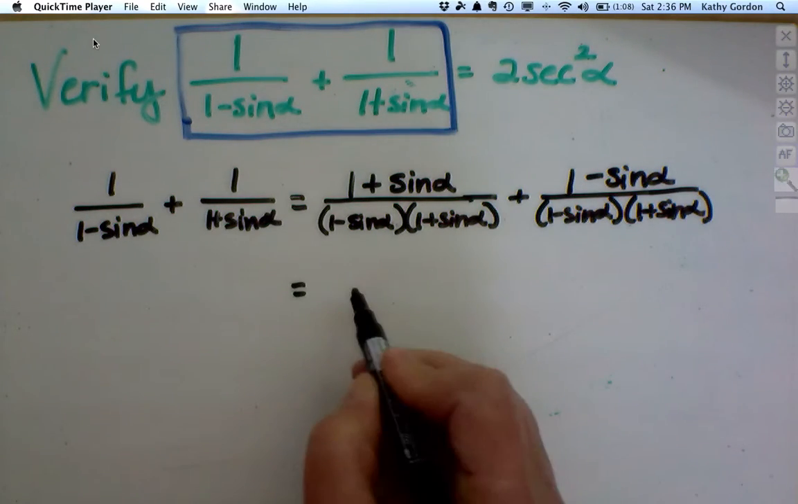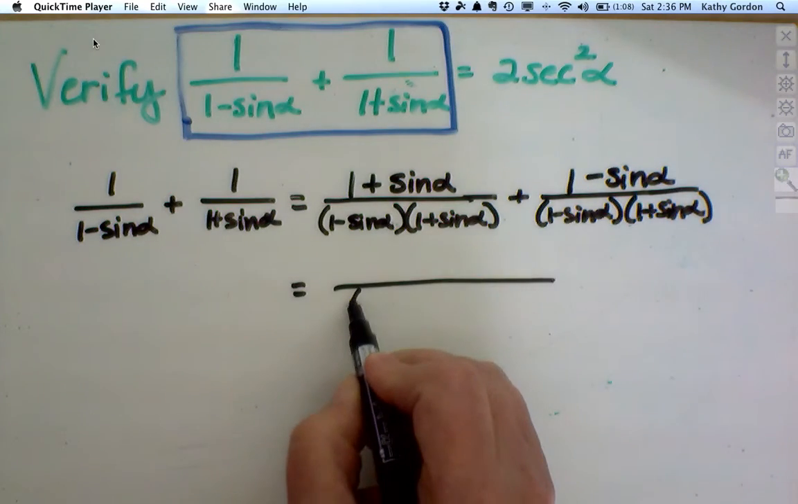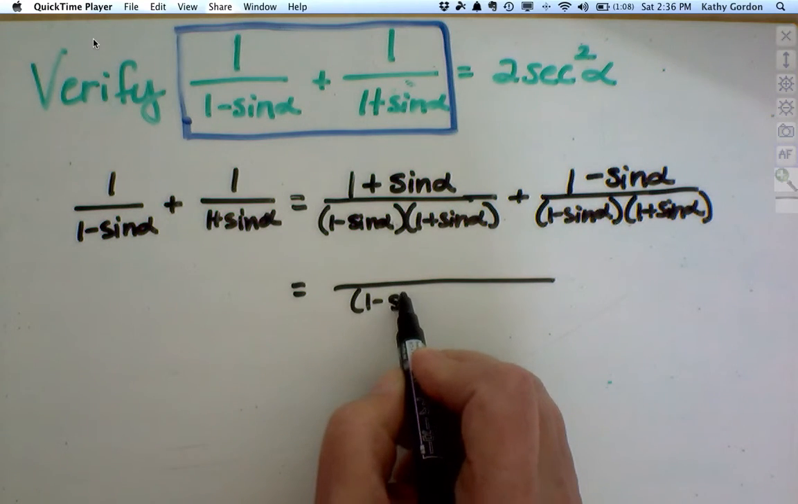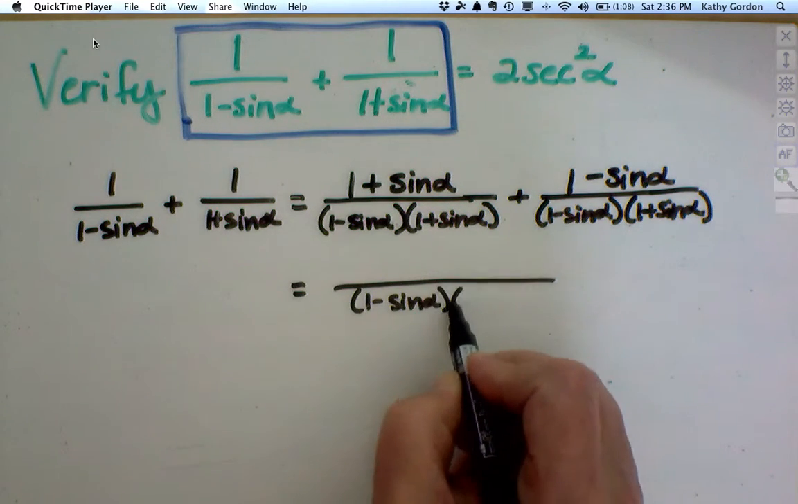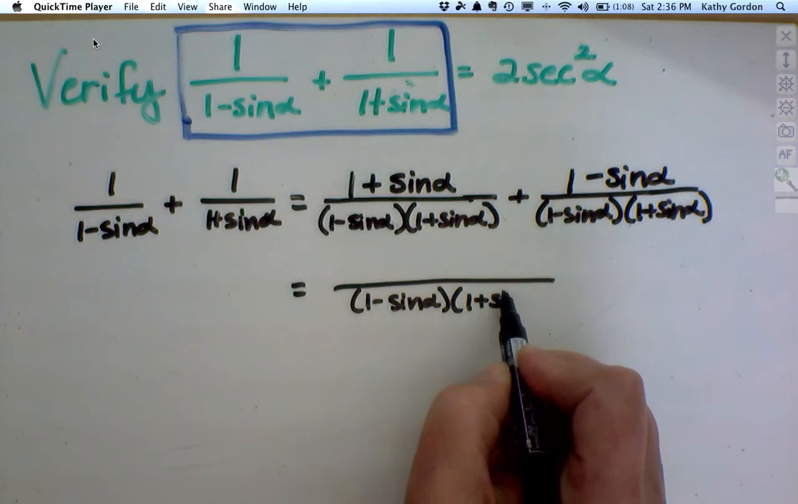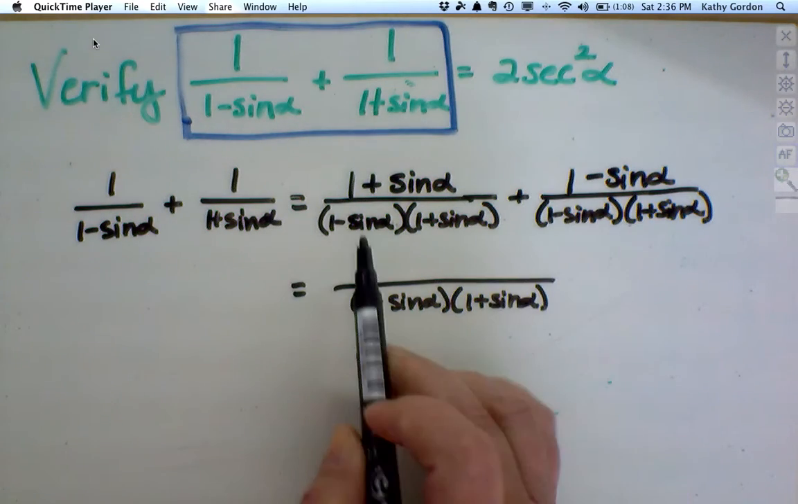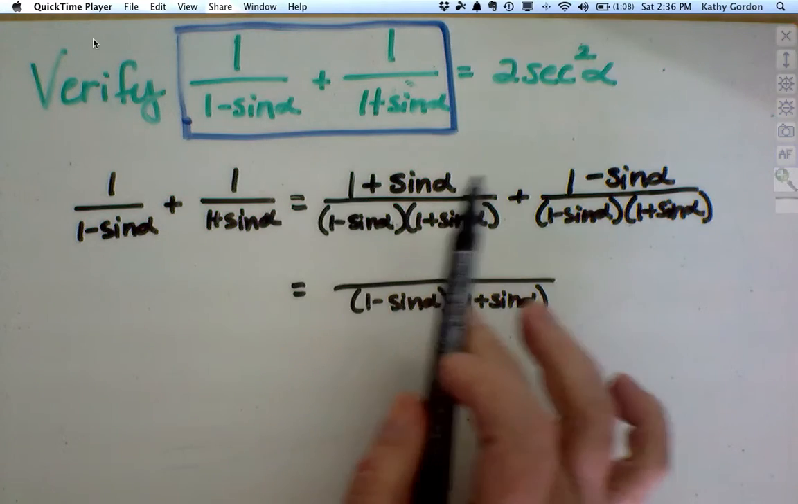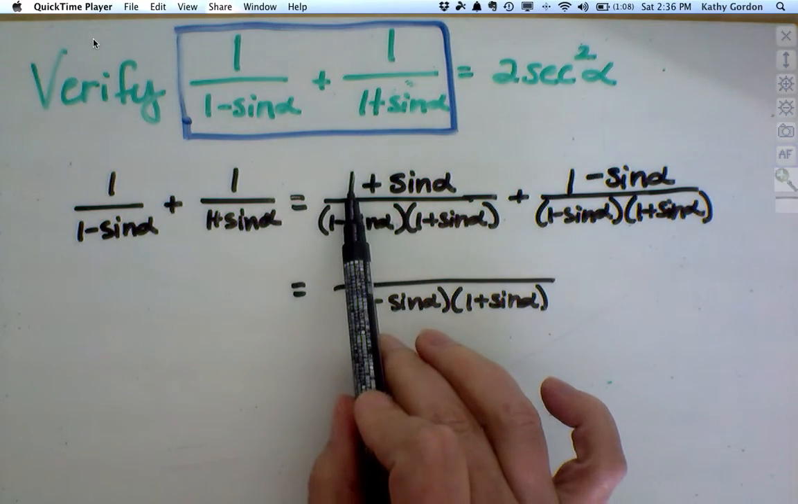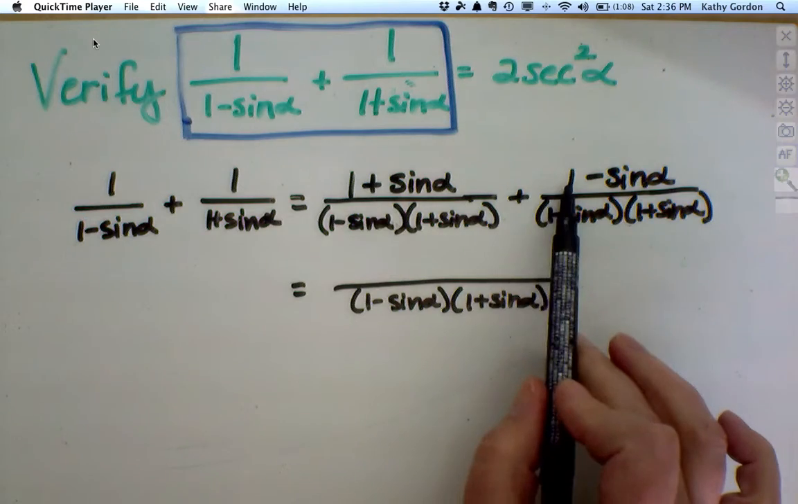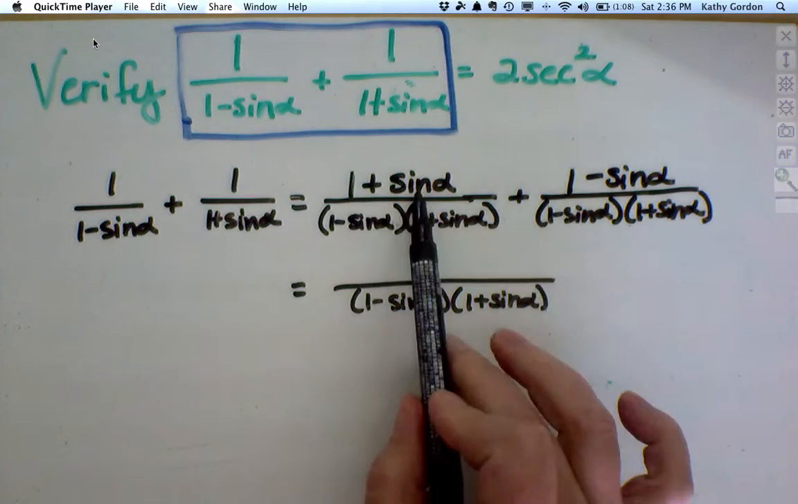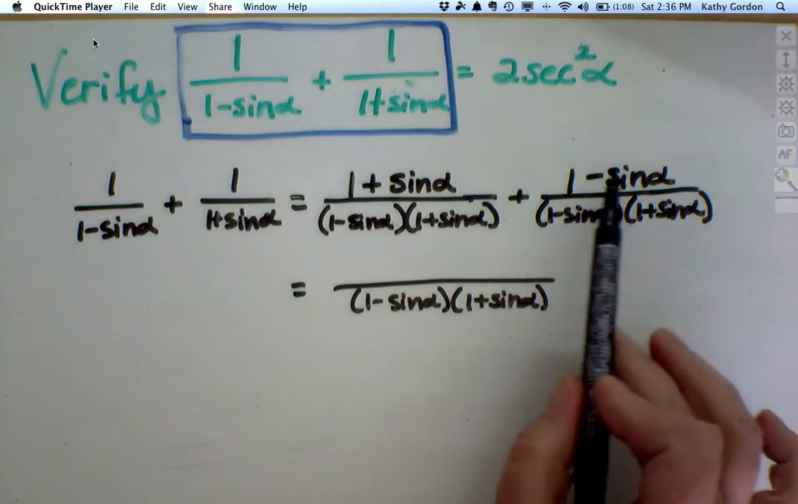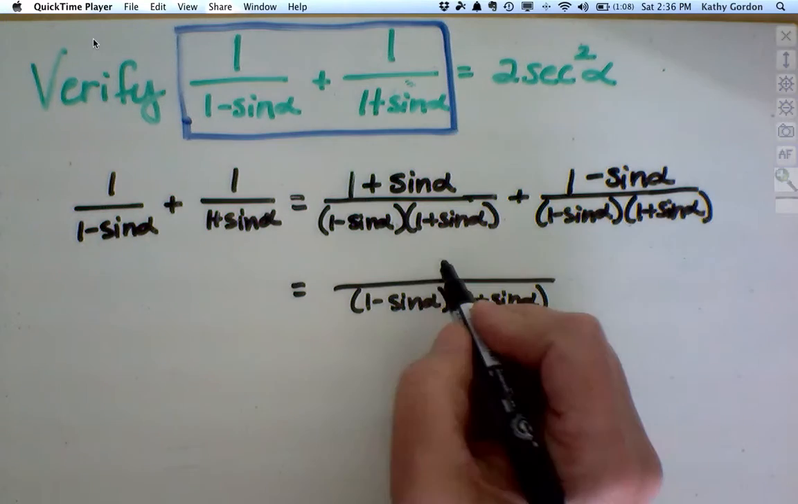So now when I go to add these together and get my single fraction, adding my numerators gives me 2, and then the sine alphas cancel out because I have a positive and a negative. So I'm just going to end up with 2.